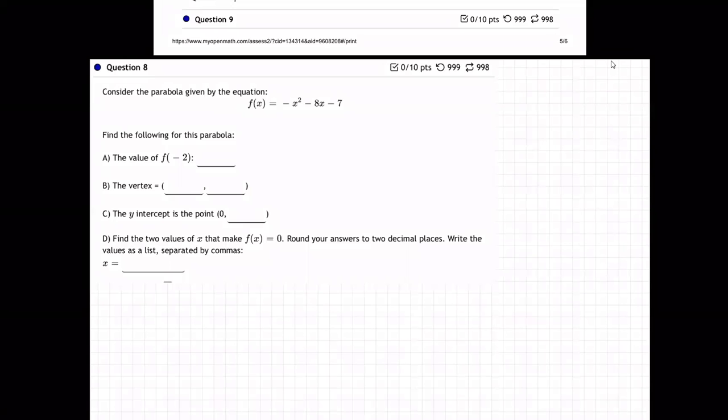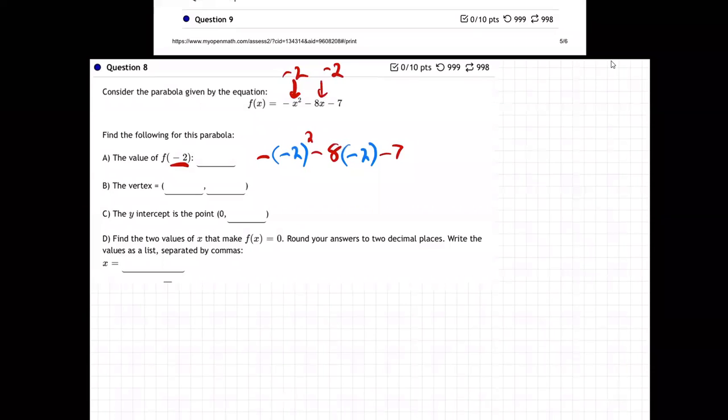Okay, so on this question, they are giving us this parabola and they want us to find some values. So first off, they say here, find f of -2. So that means you plug -2 in right there and there. So we'll get negative, and then we're going to plug in -2 squared minus 8, and we're plugging in the -2 minus 7.